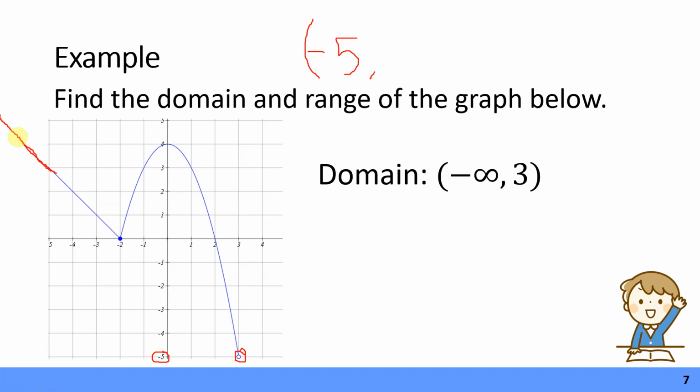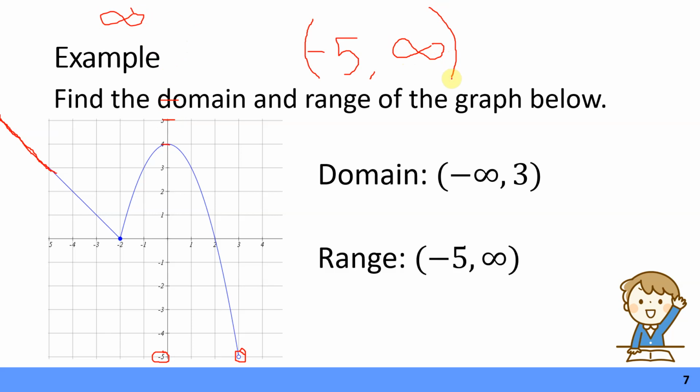If this line keeps going forever, it's going to cross 4, it's going to cross 5, it's going to cross 6, and it's going to cross all the way to positive infinity. Okay, so this is going to go all the way to positive infinity, and then infinities always go with parentheses. All right, I feel like I might have lost you here, so let me just go ahead and rephrase that, right? Since we're talking about range, we're talking about up and down.